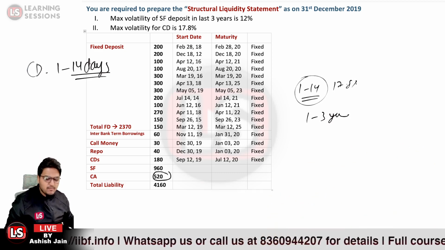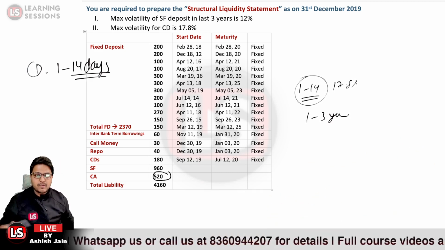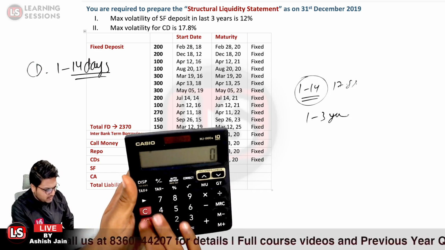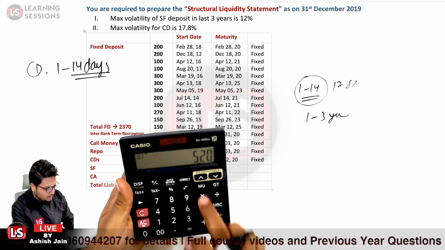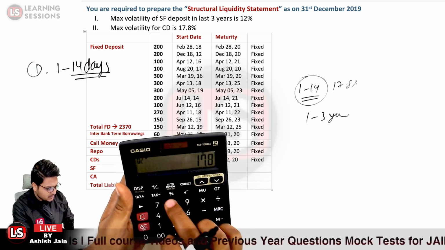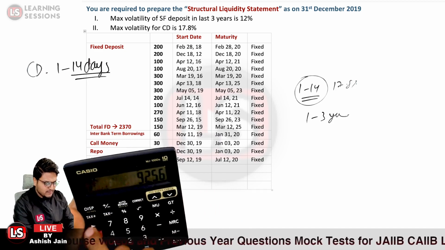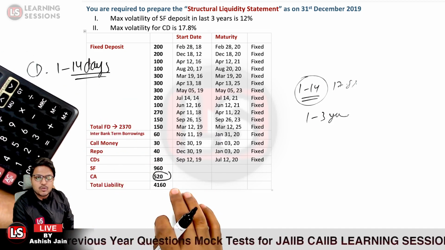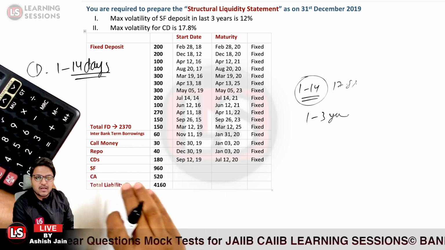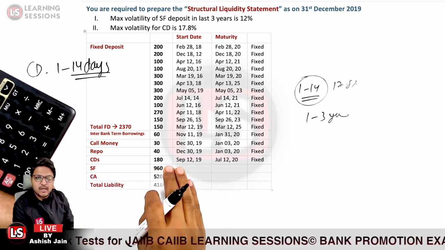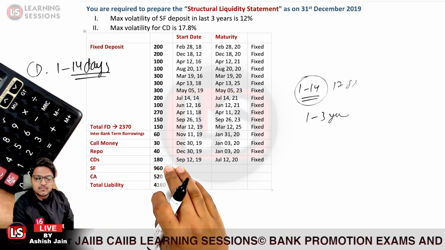Okay, so over here we will be solving this particular question. The total current account deposit is given to be 520. So it will be 520 into 17.8%, and that comes out to be 92.56, if I'm not wrong. Sorry, it is the current deposit, not current account, over here. The current deposit is given to be what?